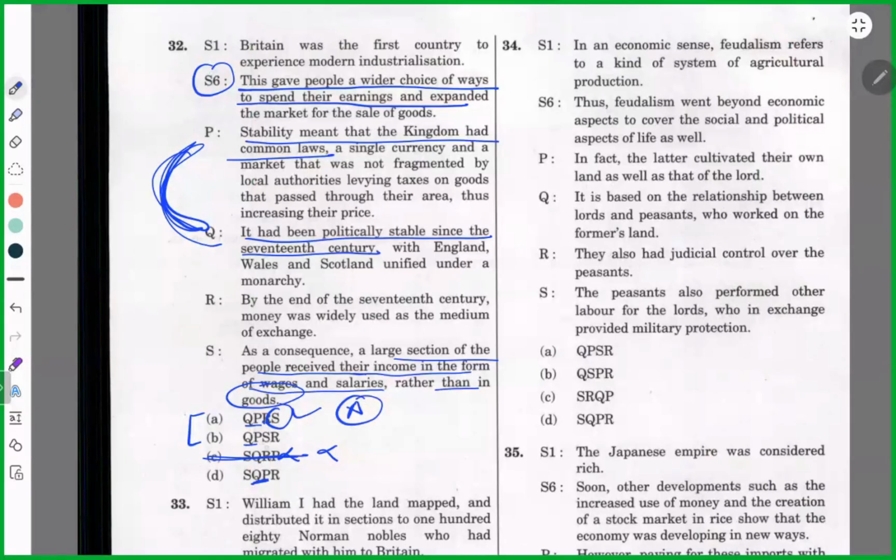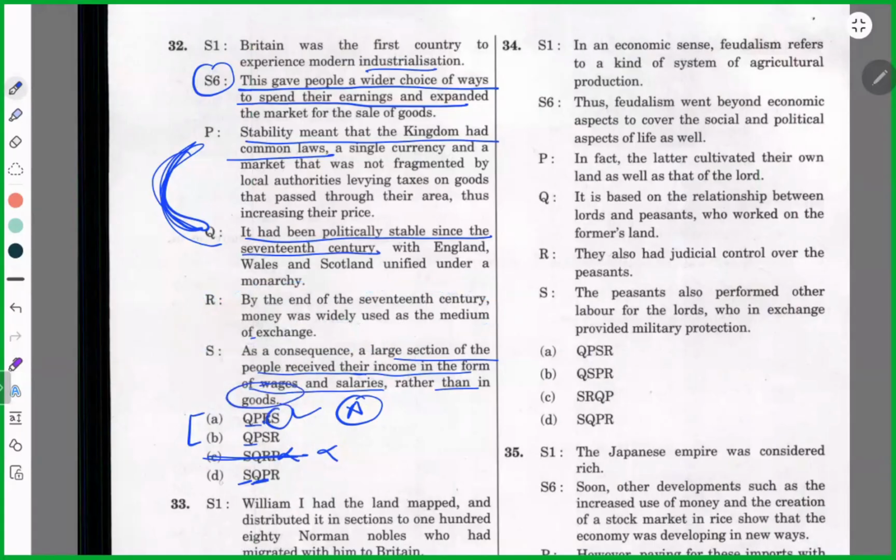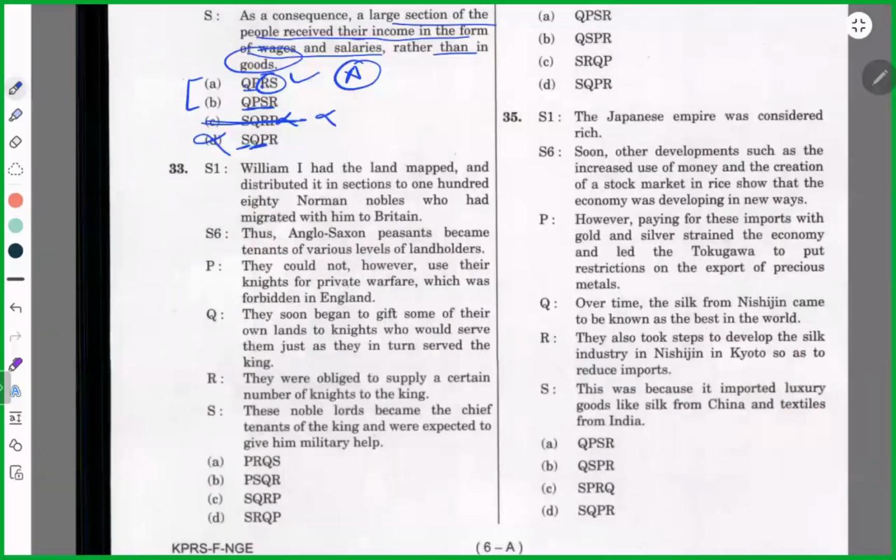Let's verify others. Can we start with S? As a consequence is a concluding statement. This is not the conclusion, because they received their income not because of industrialization, but because of money as a medium of exchange. Logic: RS could be a pair. S would not be the starting one. Then QP is here. SR? No, SR is not right, it is RS. As a consequence will not come first. So option A is right. Okay, one more try. 33.